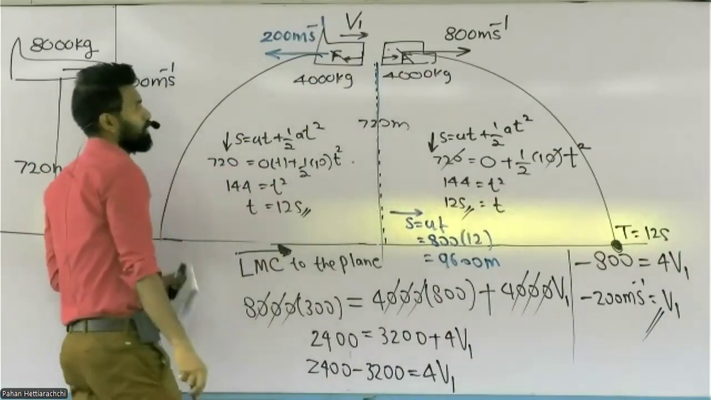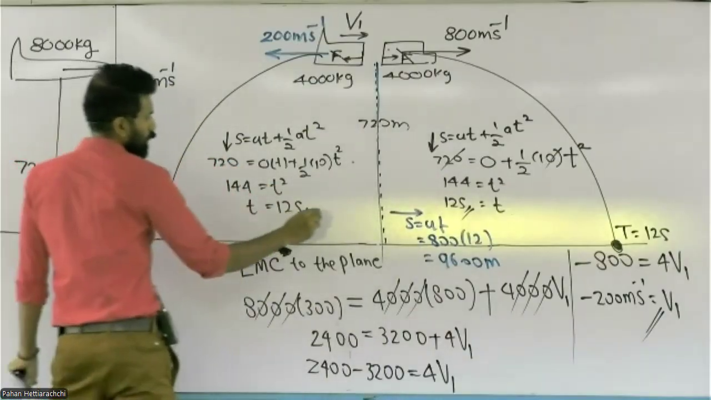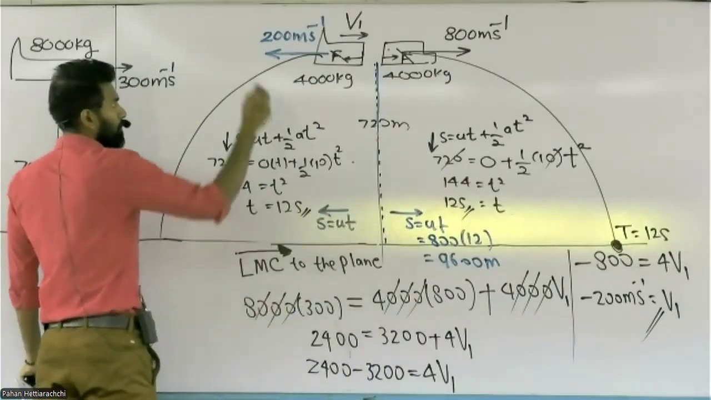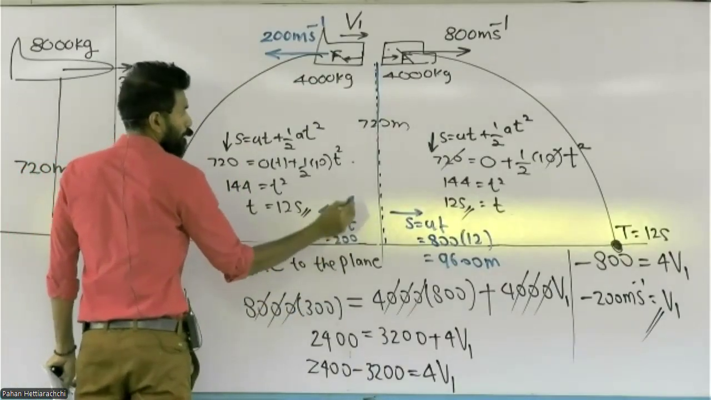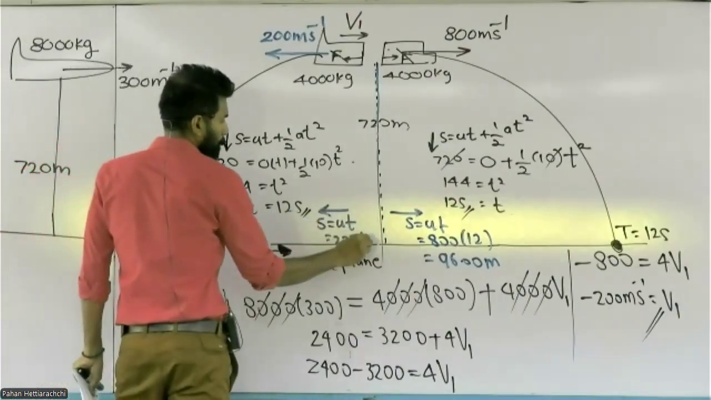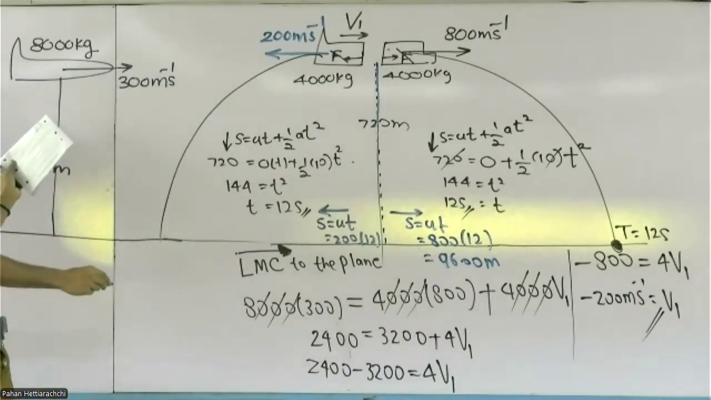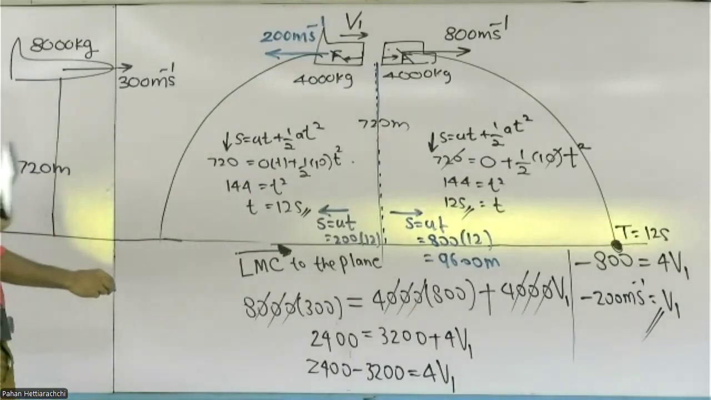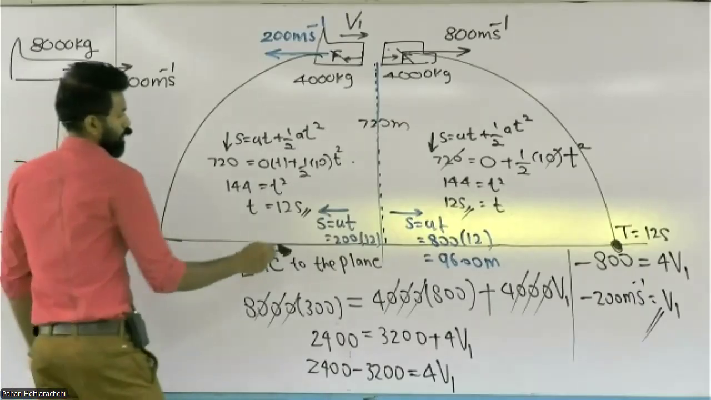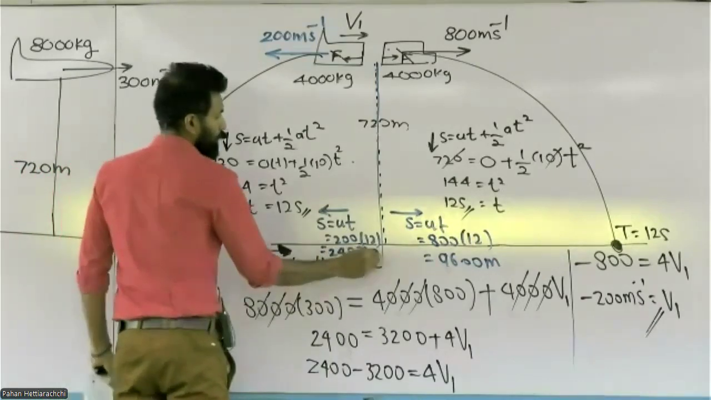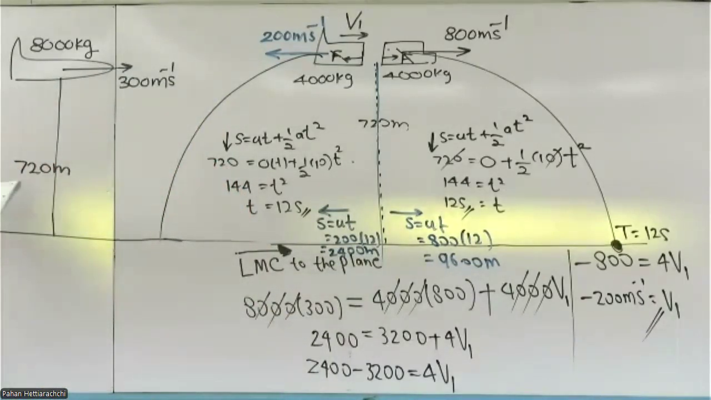9,600 meters is the horizontal range for the nose. What will happen to the tail? Applying S equals ut to the other side, velocity is 200 and time is 12 seconds to reach the ground. Within that time period, the 200 horizontal velocity will create the horizontal range to the left side, 2,400 meters. These are the horizontal ranges they go to.